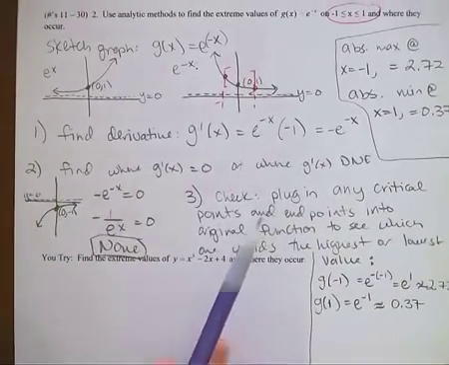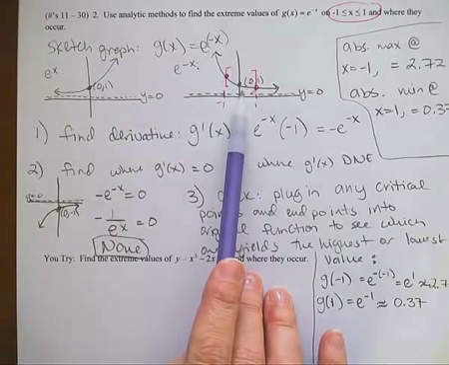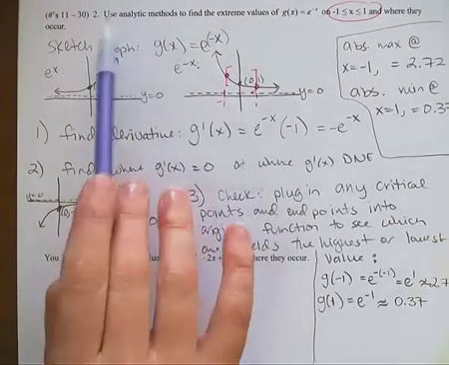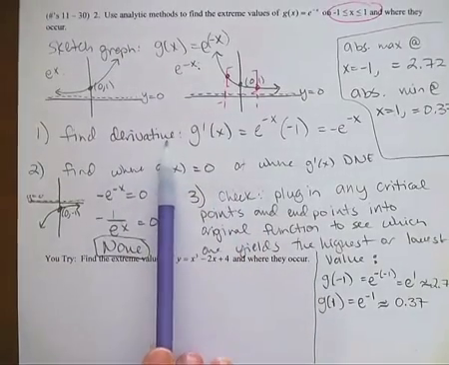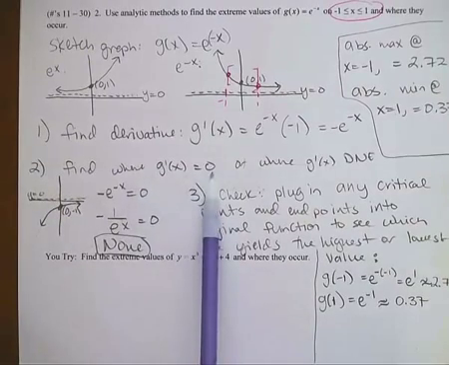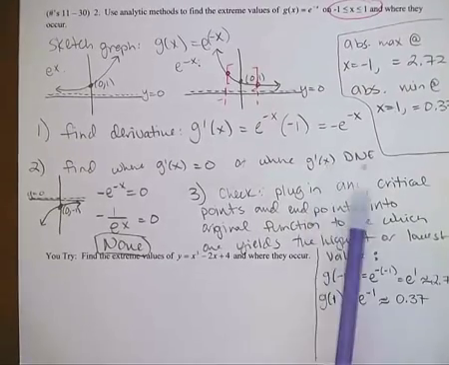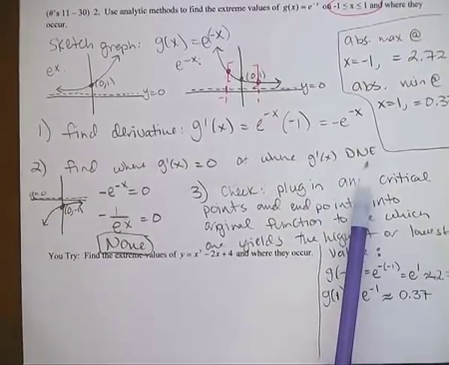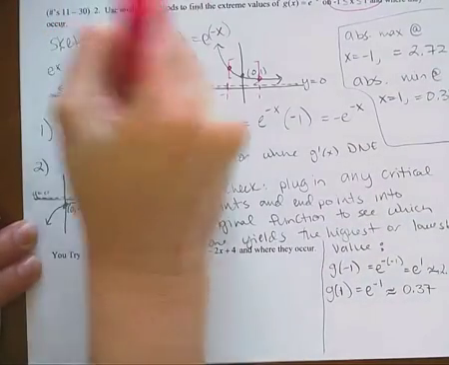But the steps, I recommend sketching the graph first so you can just visually see what's happening. Then to confirm analytically, because it says use analytic methods, step 1, you find the derivative. Step 2, you set the derivative equal to 0 and solve for x. And you also check if the derivative has any x values where it's undefined. These are called critical points. So step 2, what you're really doing is you're finding the critical points.